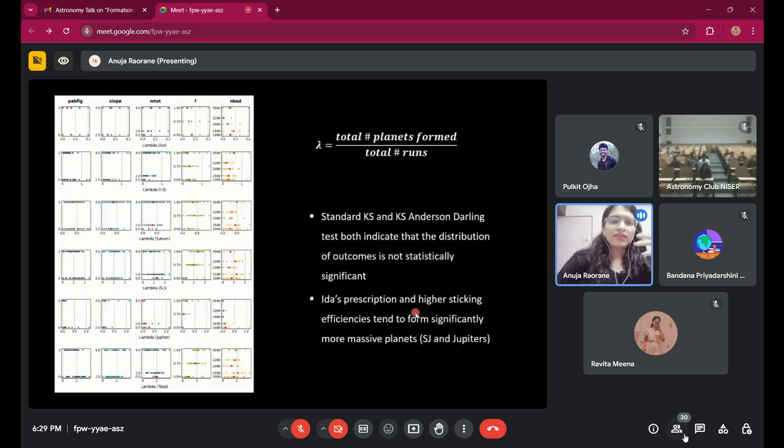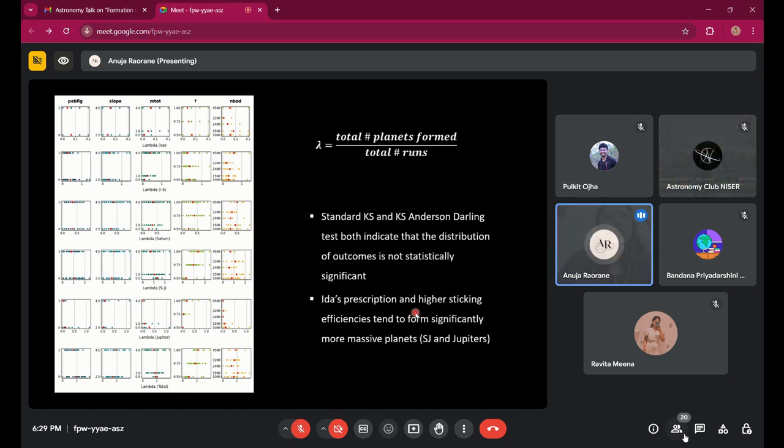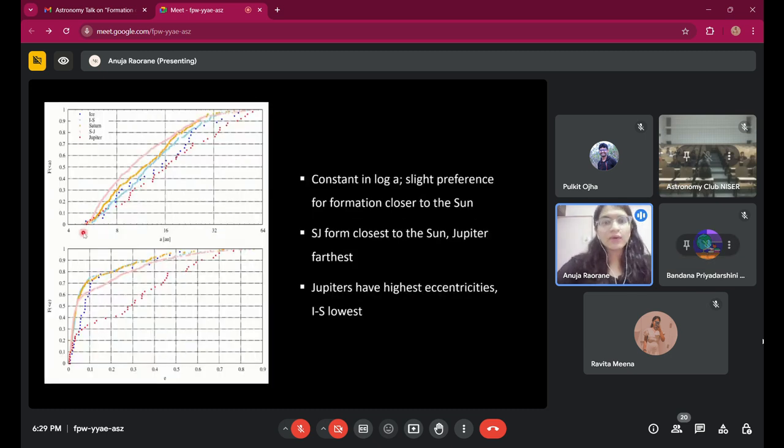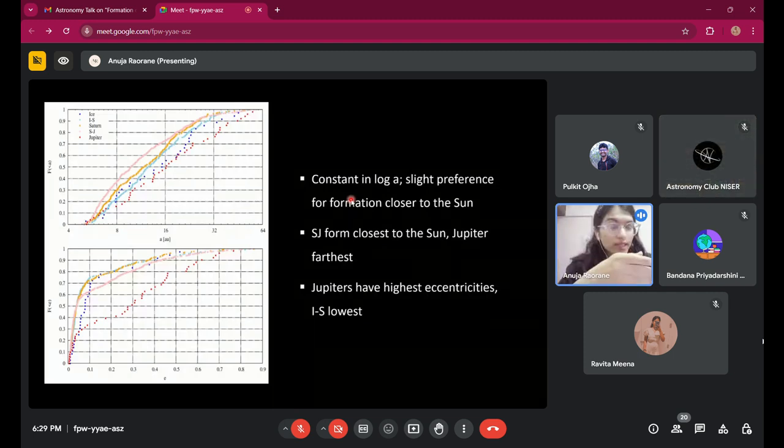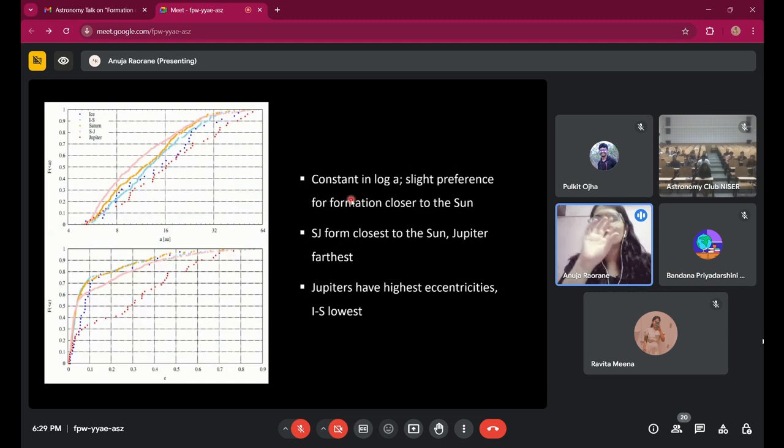Once we were kind of disappointed that there's no statistically significant result here, we combined everything together and looked into the distribution of what we are getting in our simulations. So these are some CDFs for axis and eccentricity. As you can see, first we look at the axis part of it. These are log graphs, so it is basically constant in log. What that means is that there's a slight preference for these planets to form closer to the sun, but there's no mass dependence.